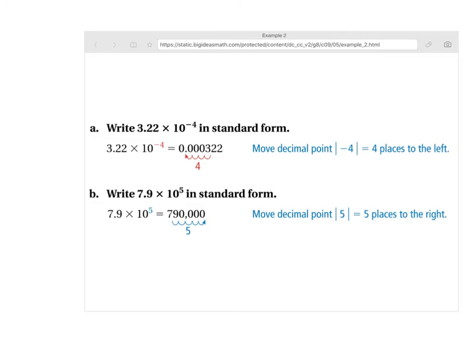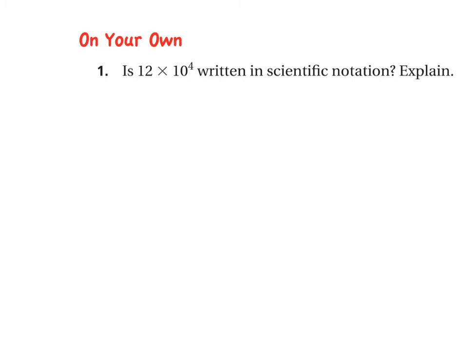All right, so let's practice some on your own. For the first one, let's look at this and decide, is this written in scientific notation? Well, the factor is 12, which is that at least a 1? Yes. Is it greater than 10? Yes. So this is not scientific notation because that factor has to be less than 10. So you would say no, and then because it's telling you to explain it, you say the factor is greater than 10.